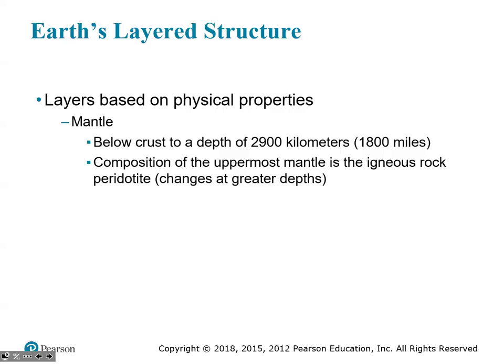Below the crust, to a depth of about 2,900 kilometers or 1,800 miles, is the mantle. The composition of the uppermost mantle is the igneous rock peridotite, and it changes at greater depths. We have the best idea of the upper mantle because sometimes the upper mantle will basically come out of volcanoes.